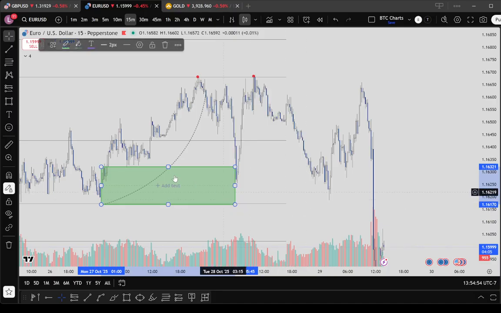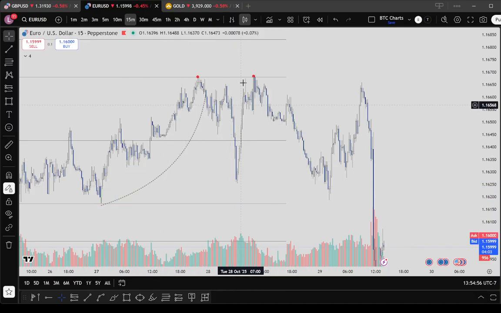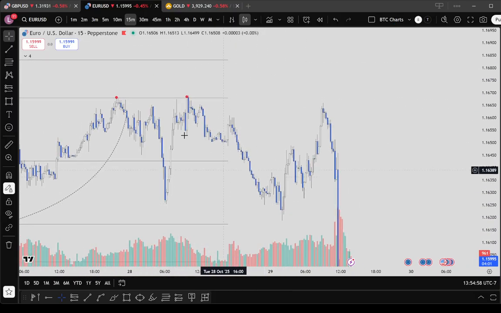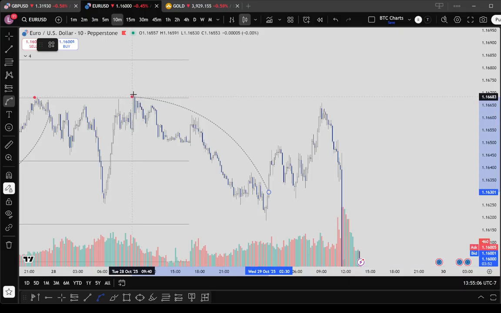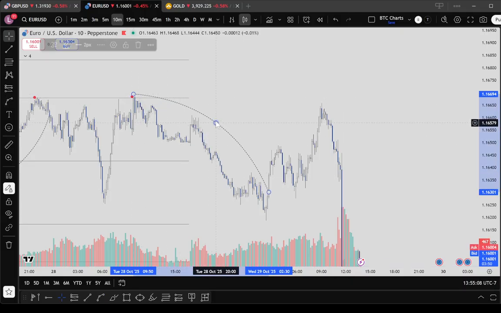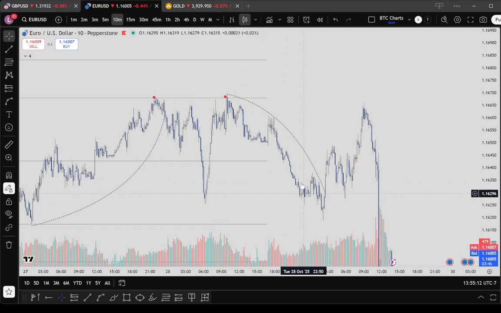Tapped into this demand, went back hard to make the third tap. Came back down slowly, giving us more liquidity over here, slowly building up liquidity. Very nice.